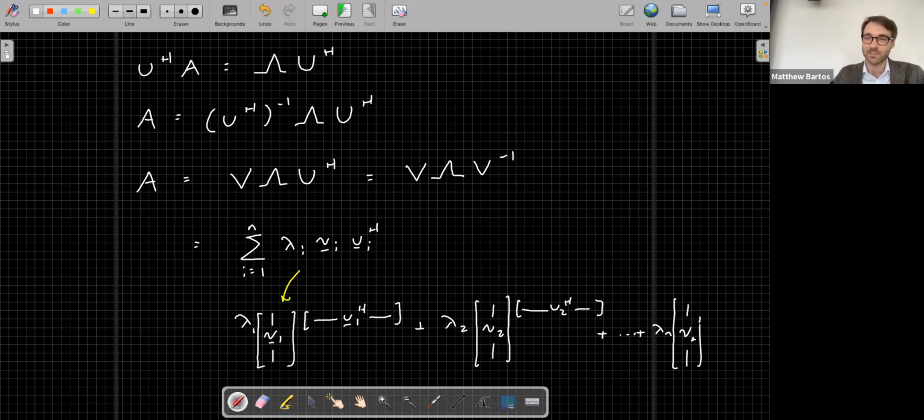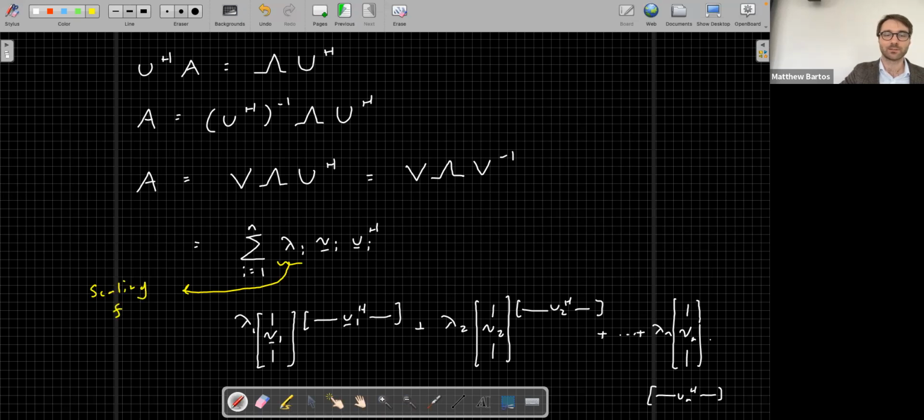Let me just write it down here. This is the outer product with the Hermitian transpose. When you diagonalize the matrix, you're essentially decomposing it into a set of scaling factors or magnitudes, represented by the eigenvalues, and a set of directions that are given by these outer products of the eigenvectors.